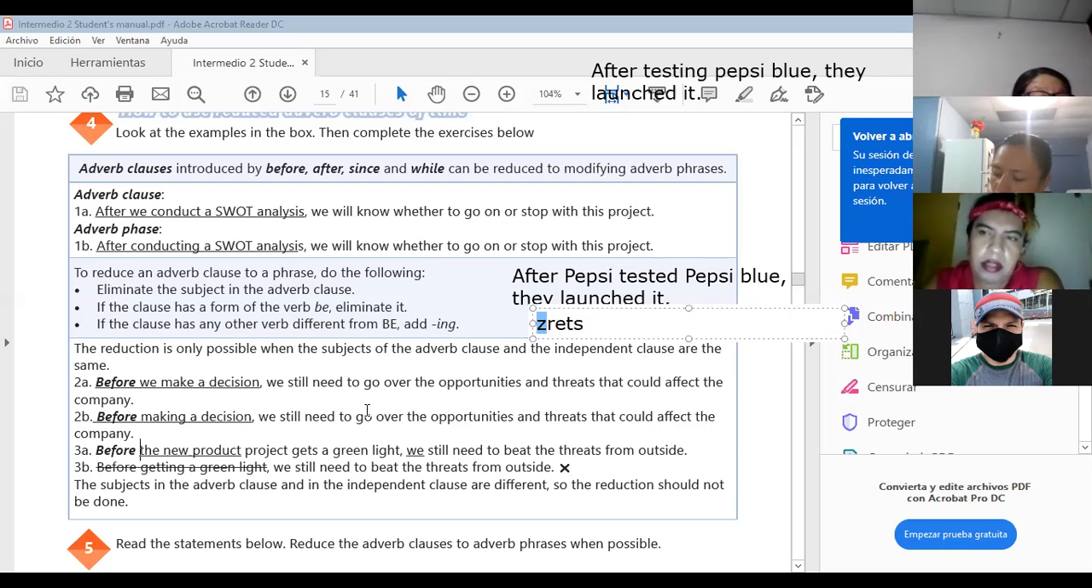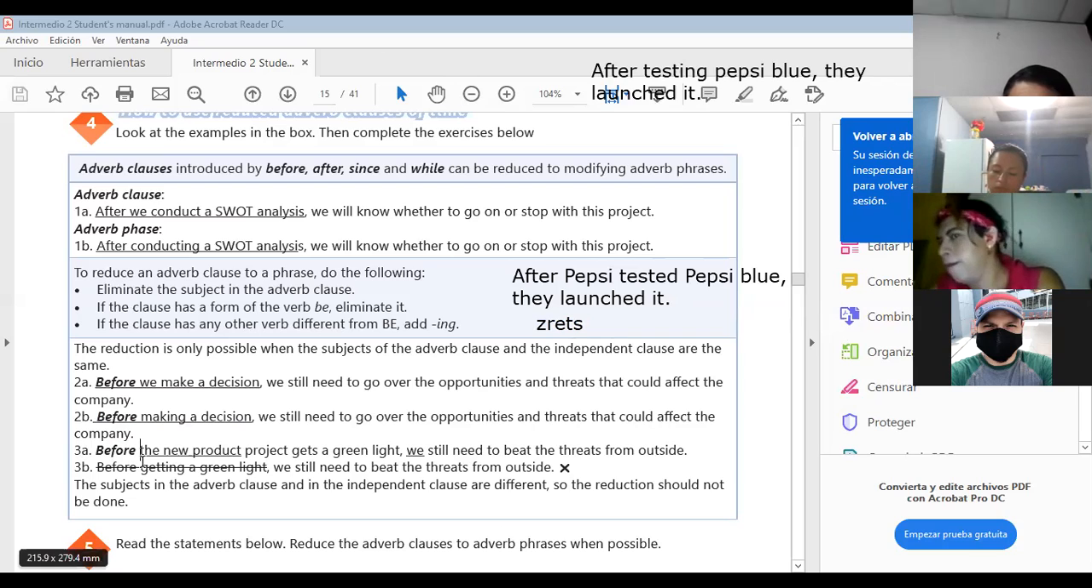Good. Now, oh look, let's read the next one. Let's ask Camilla. Camilla, can you read the next sentence, please? Before the new project gets the green light, we still need a better threat from outside. Okay. All right. So before the new product gets the green light, the okay, the go, we still need to beat the threats from outside.